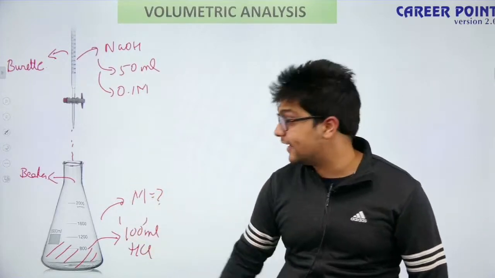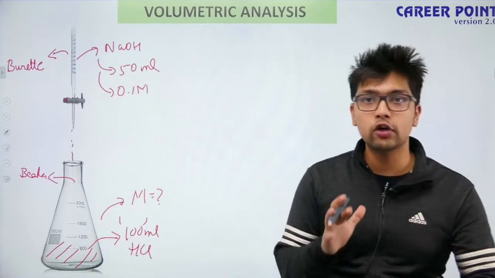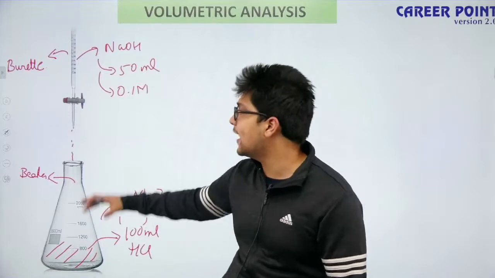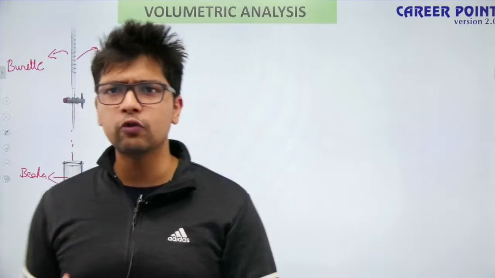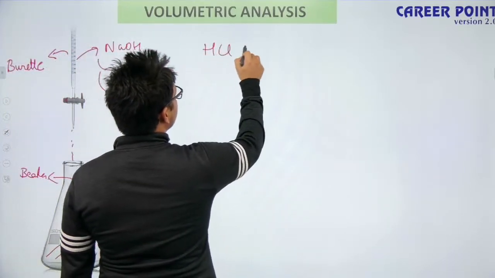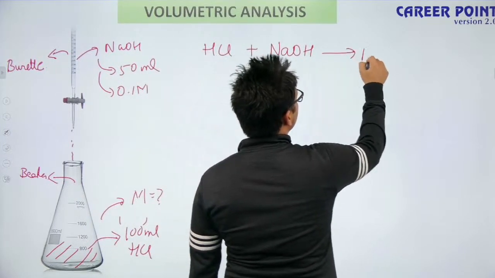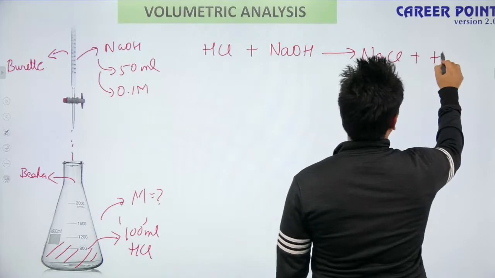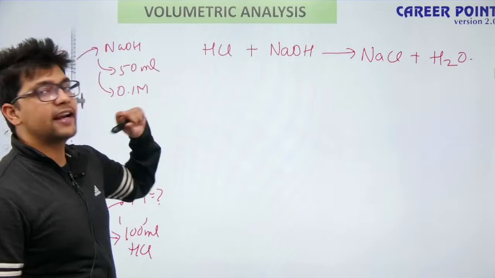The concentration of the component present in this beaker is not known. So we are setting up an experiment between acid and base. What do the acid and base do? They basically react to form salt and water. So what is the reaction between them? My acid HCl will react with my base, sodium hydroxide, and it will give me sodium chloride and water.